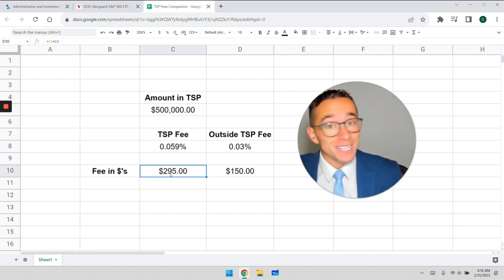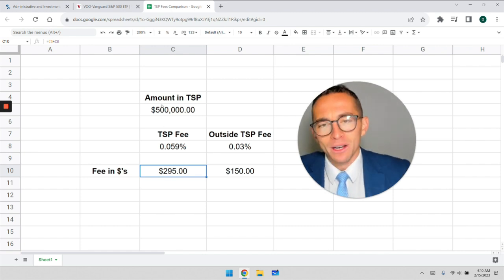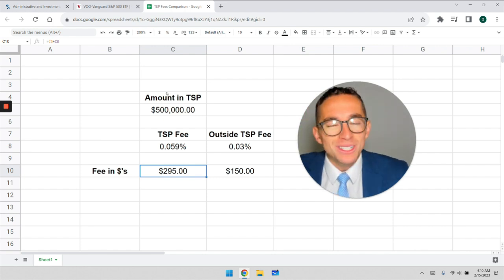So I'm not sure if that's more or less than you expected, but that's what you pay, okay? Now, one thing I wanted to show you is, what if you invested in something very similar to the C fund outside the TSP? How will that stack up?